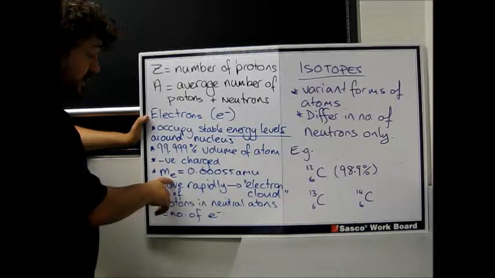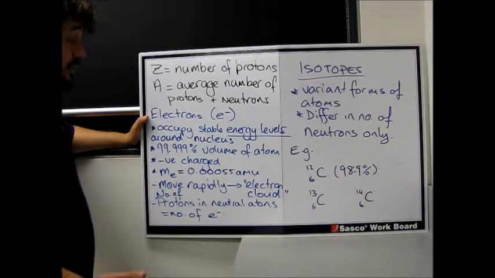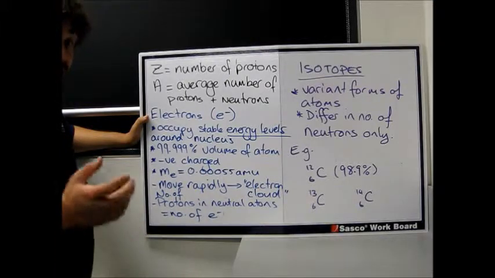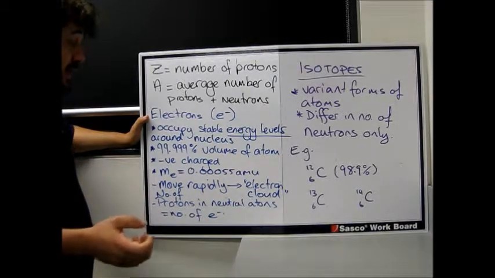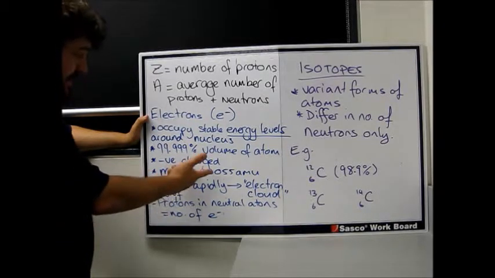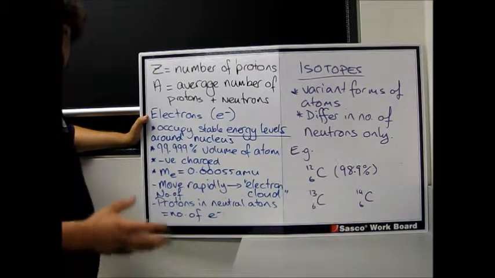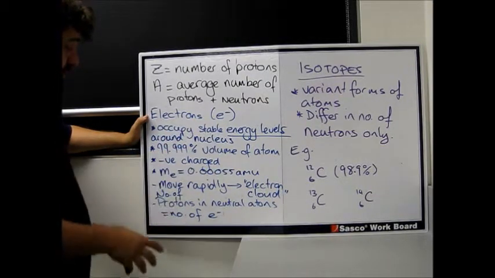The mass of the electron is only 0.00055 atomic mass units. So mass-wise, they're really tiny. So that's a 10,000th, 5/10,000th of the mass of a proton.